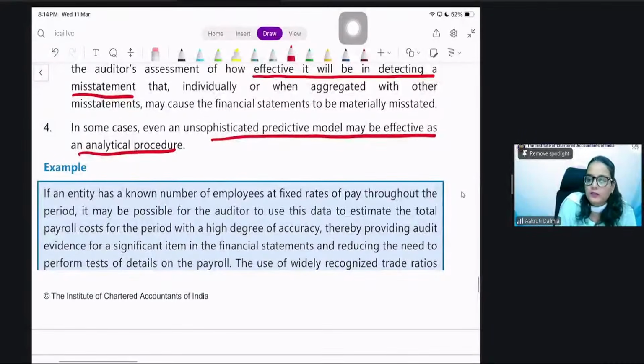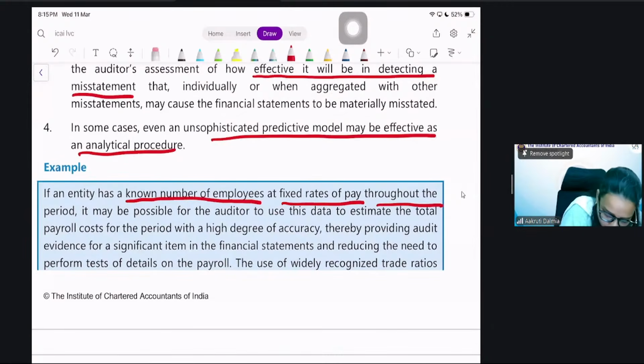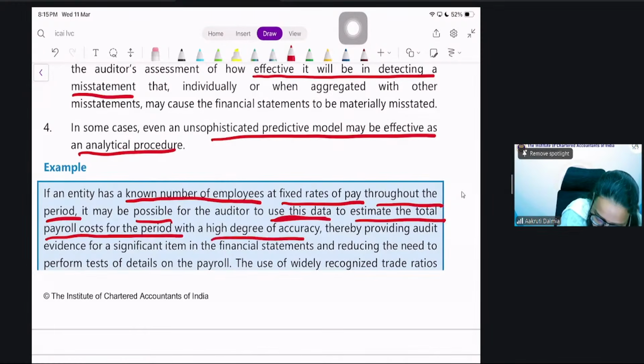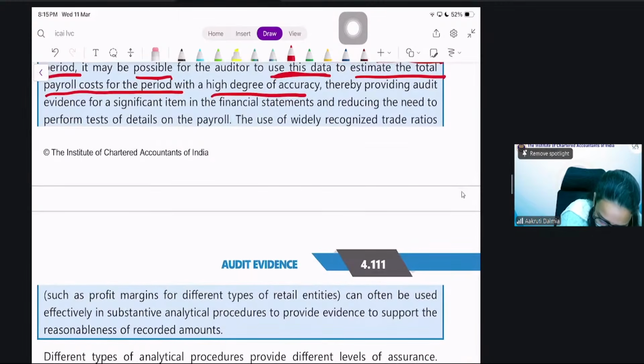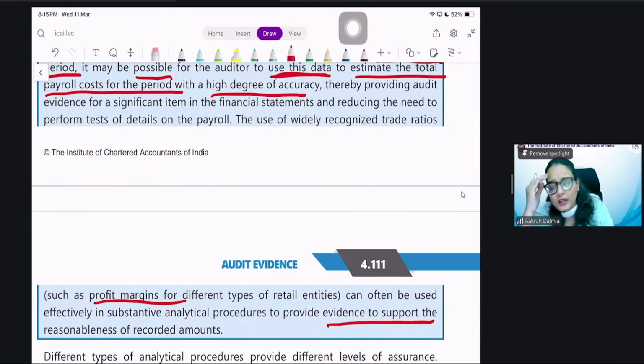What does it mean? See this example. If entity has a known number of employees at fixed rate of pay throughout the period, it is possible for auditor to use this data to estimate the total payroll cost for the period with high degree of accuracy. That is why thereby providing audit evidence for a significant item and reducing the need to perform test on details. The use of widely recognized ratios like profit margins can often be used effectively in substantive analytical procedure to provide evidence.